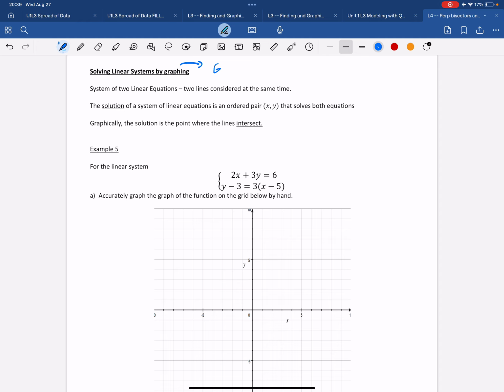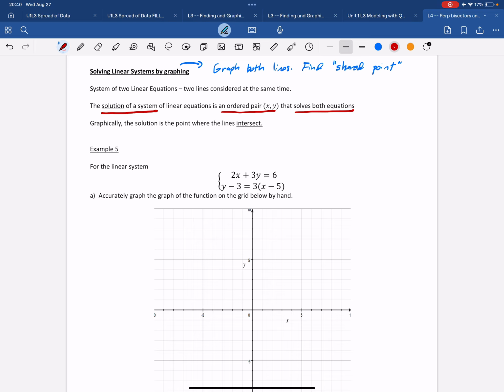So we graph both lines, and we find, I'm going to call it the shared point, so the point of intersection. If they intersect at a point, that's going to be a solution to the system because it solves both equations. And that's exactly what we're saying here. The solution of a system is an ordered pair that solves both equations.